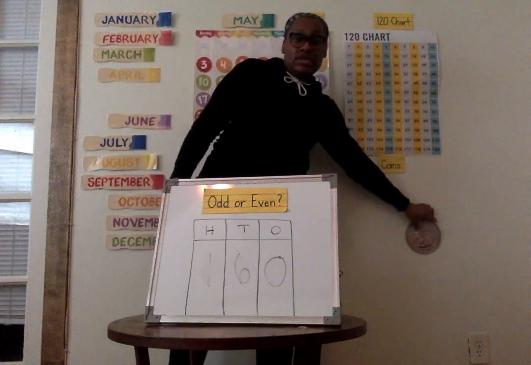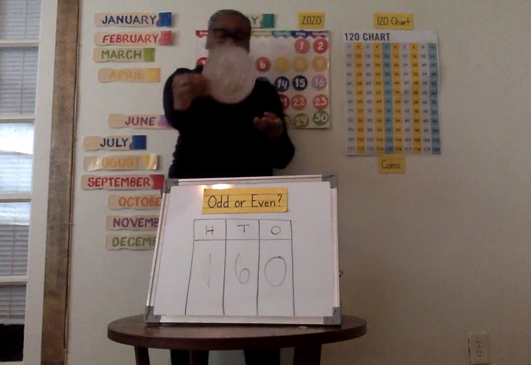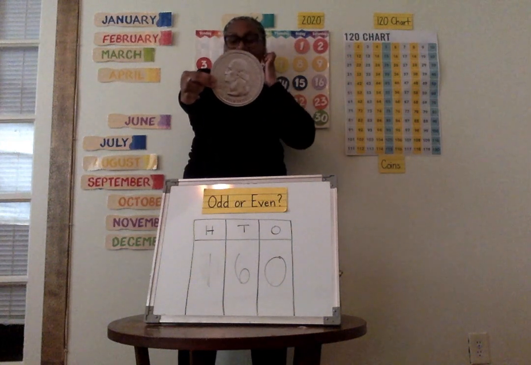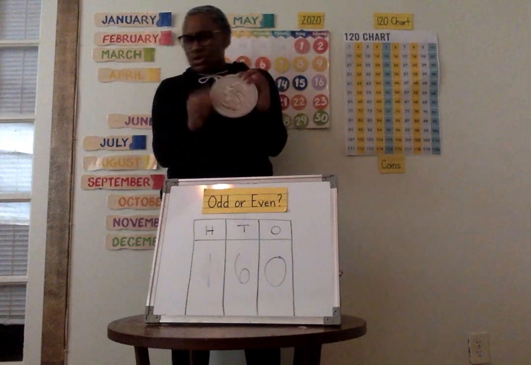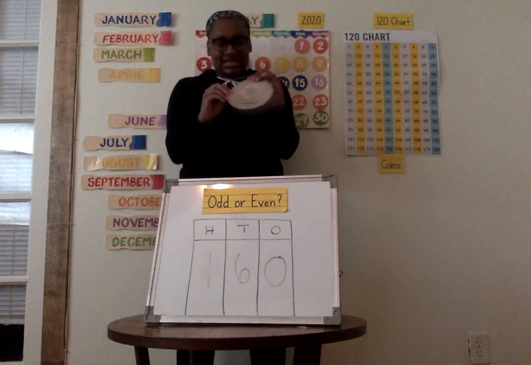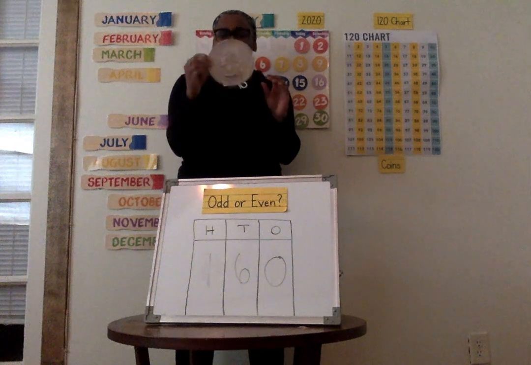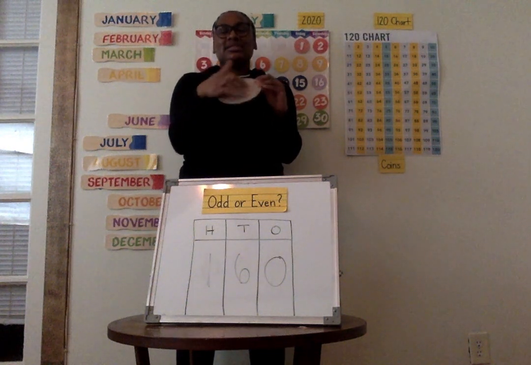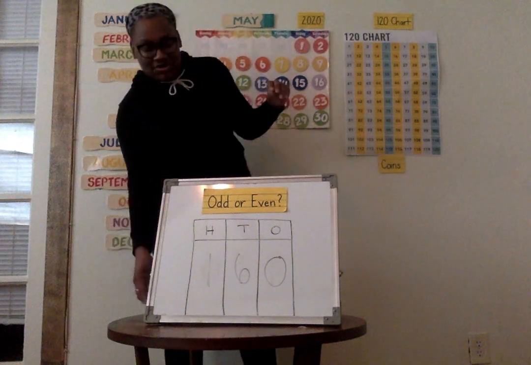Last coin. Don't get tricked. This coin, what is it called? Okay, you got it. It's called a quarter. And how much is a quarter worth? That's right, 25 cents. And how do we know that this coin is a quarter? Oh, because he has a curl.